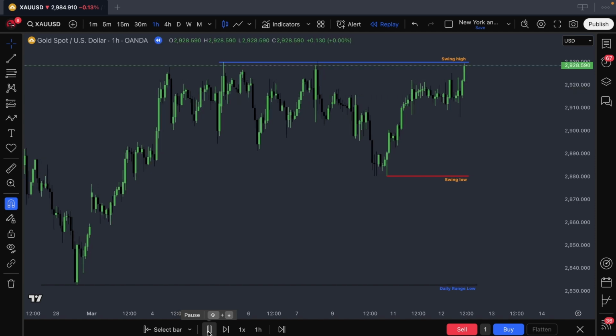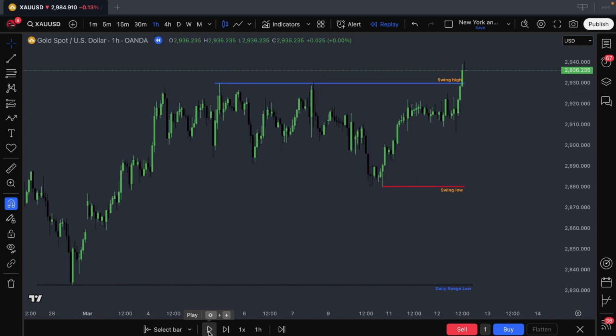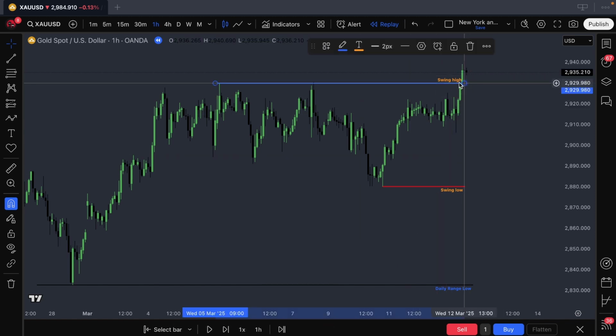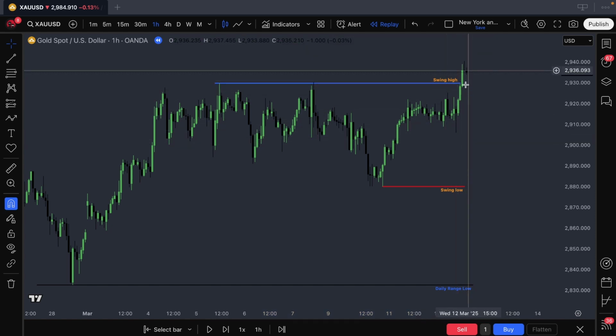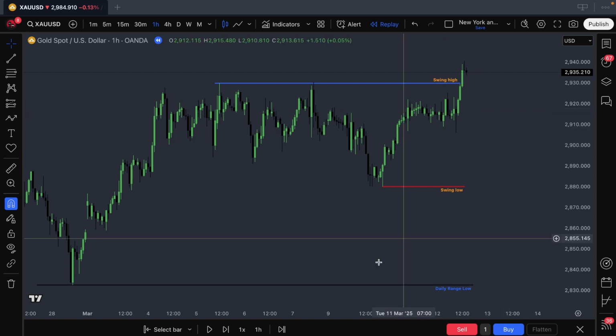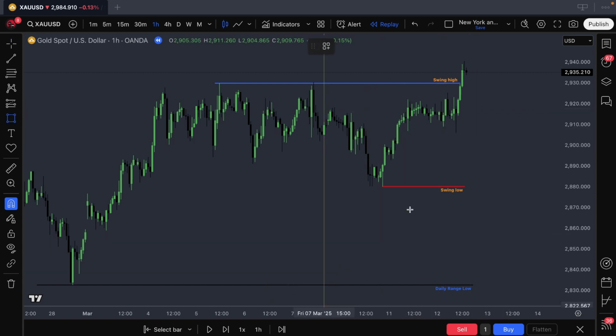Okay, quite aggressive moves to the upside. Around this time, boom. Okay, see, the swing got taken, violated by a really good 3 candlestick formation going to the upside, and it's all with momentum. Now I would like to see a pullback.